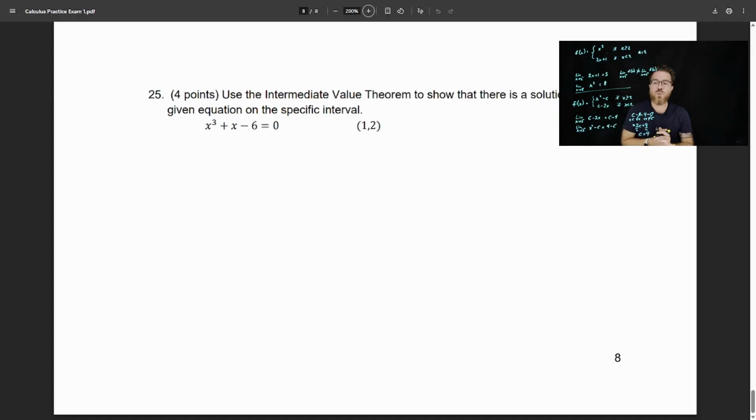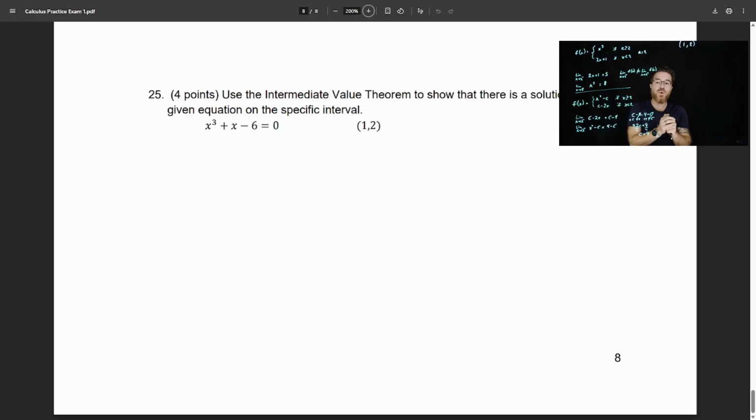And now for our last problem, we're going to use our intermediate value theorem to show that there is a solution for the given equation on a specific interval. Our interval in this case is going to be from 1 to 2. If you remember, our intermediate value theorem says that if we have some boundary a and b, then we have some associated f of a and f of b where they cannot be equal to each other. And that means that to get from f of a to f of b, as I travel from a to b, I would have to cross every value between them, right?